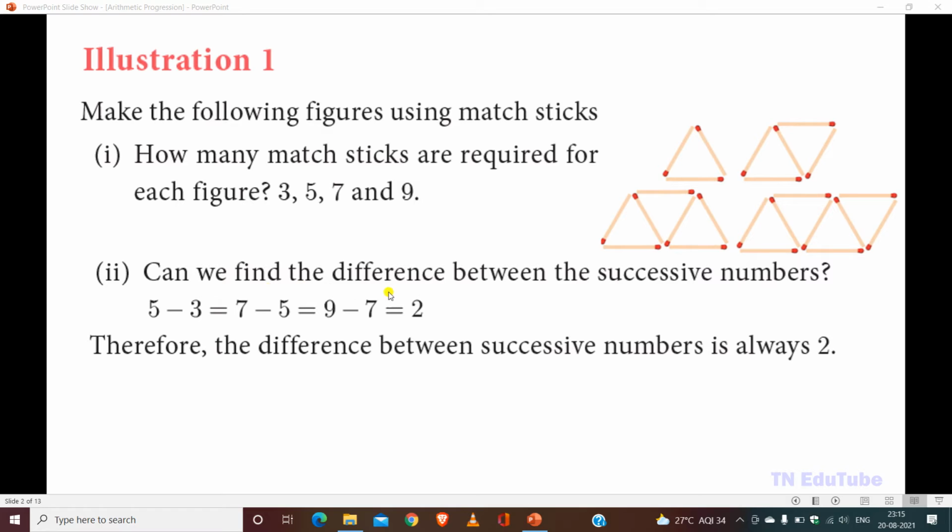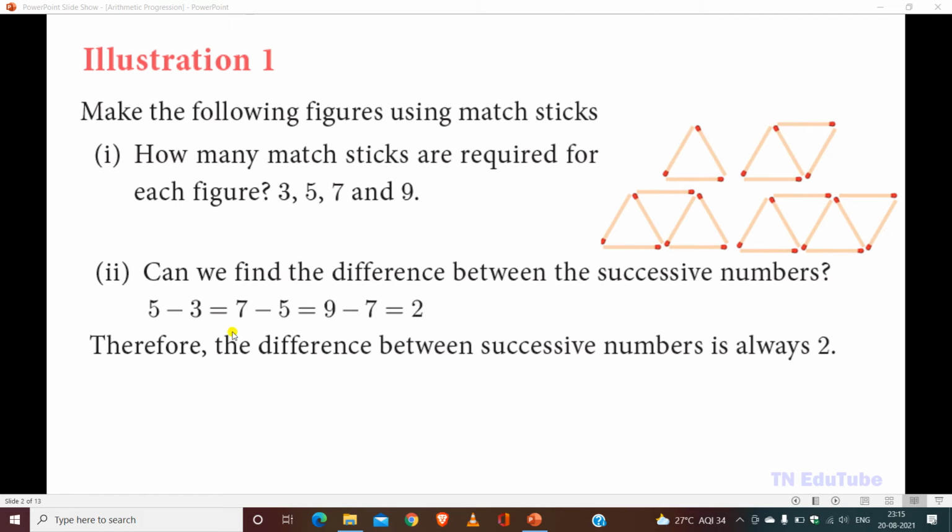Can we find the difference between successive numbers? What is the difference between the first diagram and the second diagram? 2 matchsticks only. The difference between the second and third, again 2 matchsticks only. Third and fourth, again 2 matchsticks only.